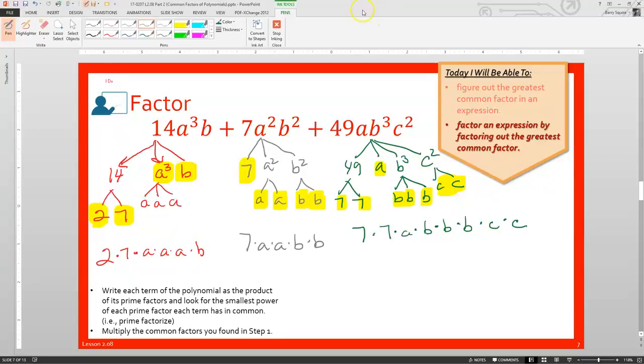So let's just go through and compare what we have in common here. This first term has a 2 in it. None of the other ones do. So that can't be a factor. So we move on. Let's see, this has a 7. All the other ones have a 7. So that's going to be a good thing. Okay. Then we've got some A's. Well, each one has an A. So we'll take one A.